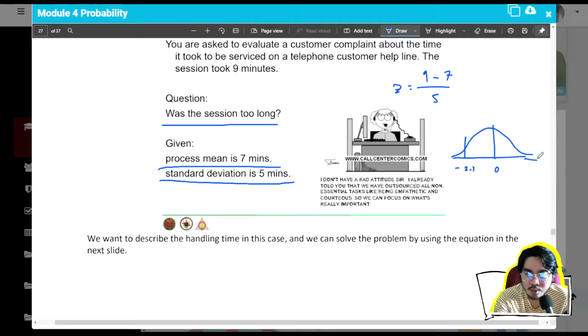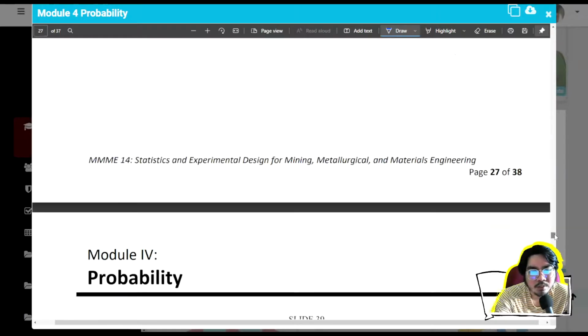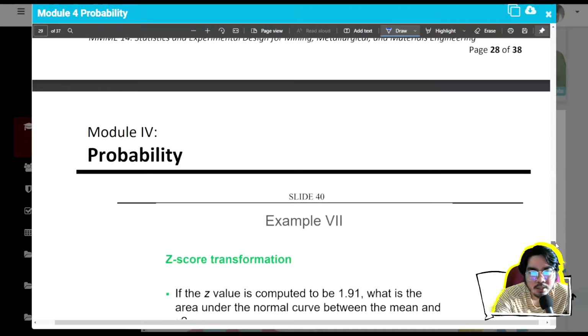But if, for example, you got plus 5, that is well outside the 99%, because our cutoff here is 3 standard deviations, for 99.7%. So if the Z-score is plus 5, that is very far, at least 3 standard deviations away from the process mean. So we can say that my session was very long, the person I talked to did not know what they were doing. That is where Z transformation is very helpful.